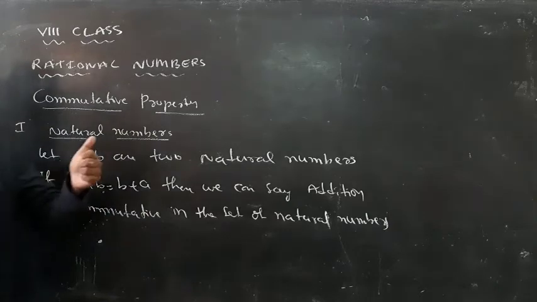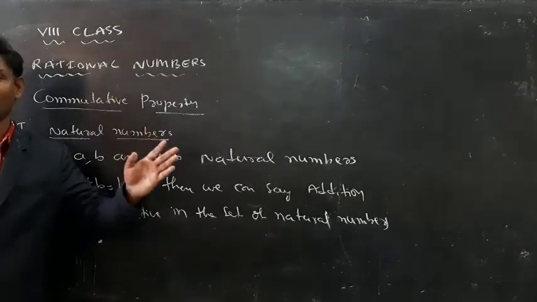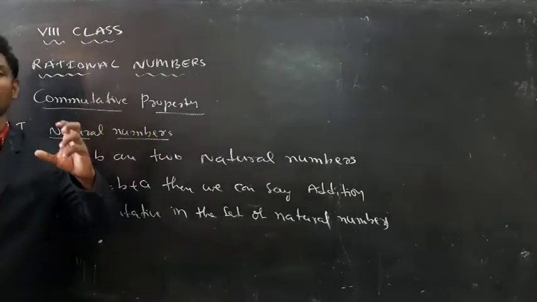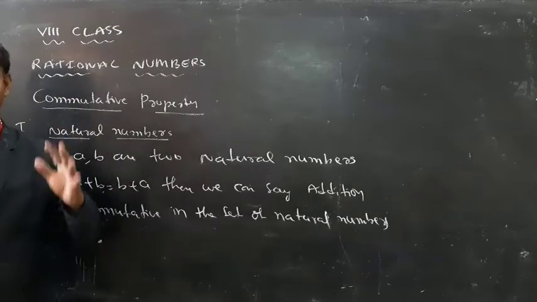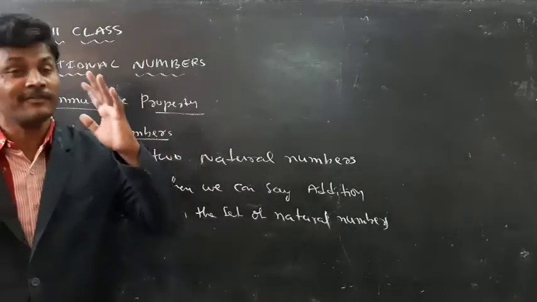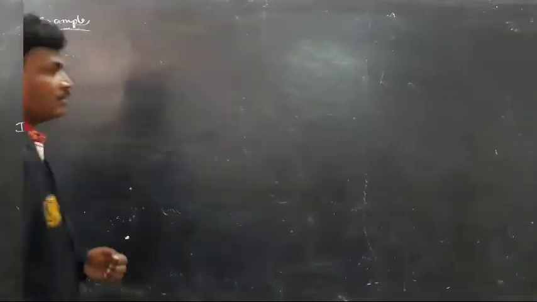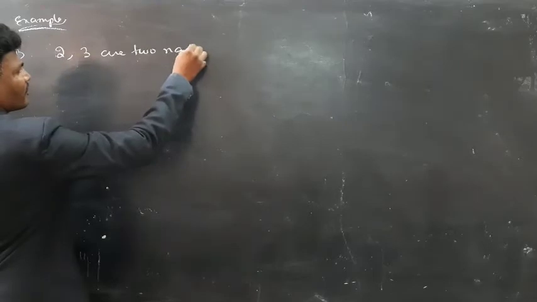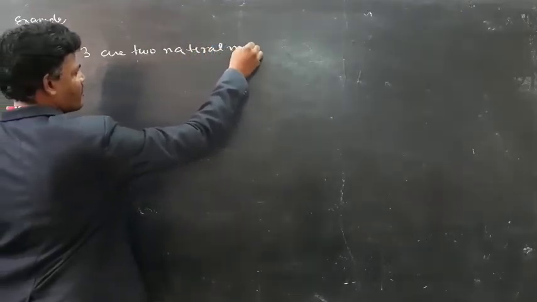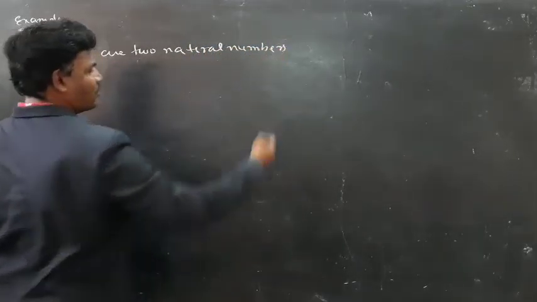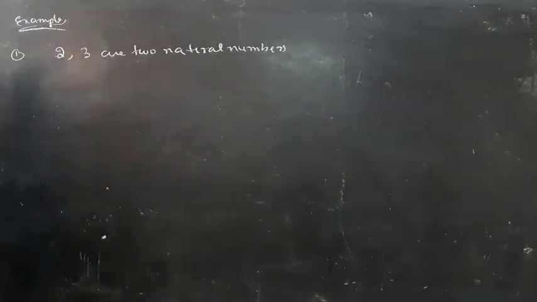Let A, B be two natural numbers. If the result of A plus B and B plus A both are equal, we can say addition is commutative in the set of natural numbers. Now we are going to take some examples. Example 1. Here 2, 3 are two natural numbers.